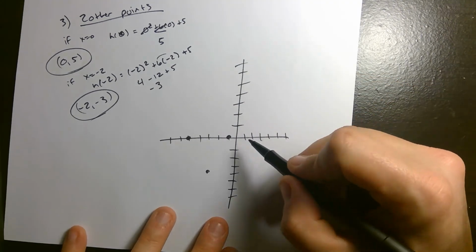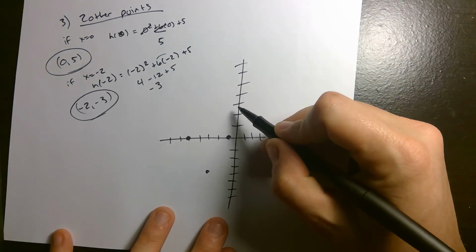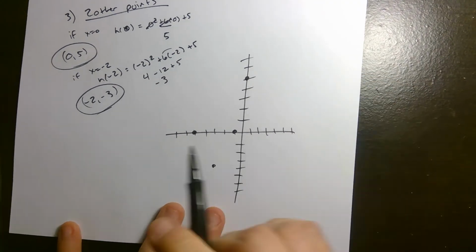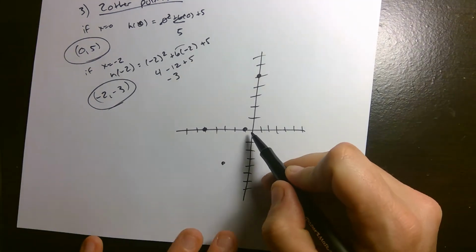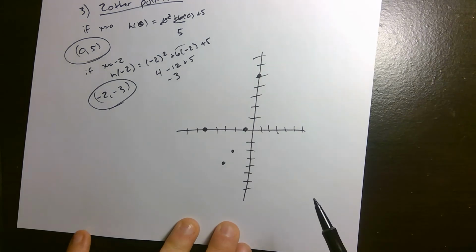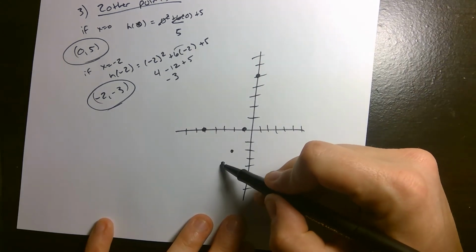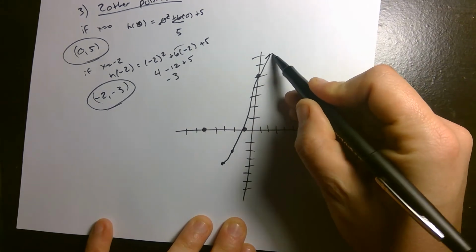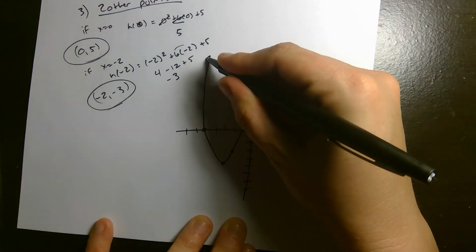And then let's go ahead and graph this y-intercept because that'll help me know kind of what it looks like here. So I start at the origin, I go up 5. 1, 2, 3, 4, 5. And then lastly, we have the point -2, -3. So I'm going to go -1, -2, and then down 3. Okay, and so I have these 5 points. And so I know that my parabola is going to look something like this.